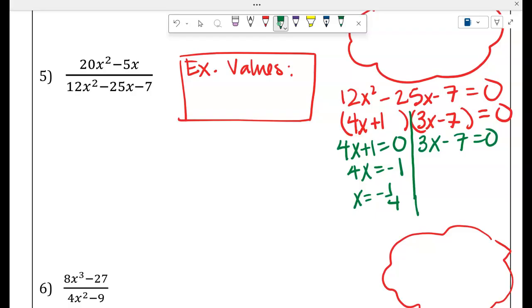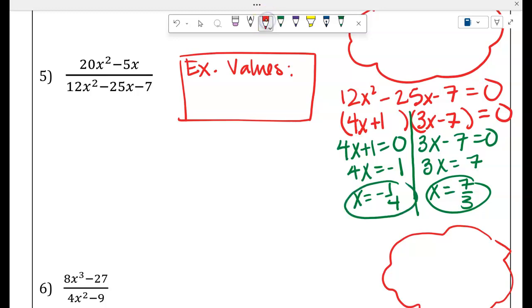Over here, we need to add 7 to both sides. So 3x equals 7. Then divide both sides by 3. x is going to be 7 over 3. But remember, when we write them, we write not equal, right, guys? So x can never, ever be negative 1 over 4, comma, positive 7 over 3.